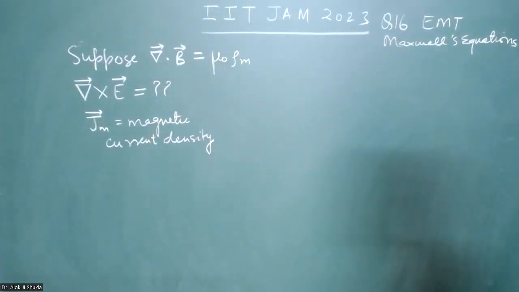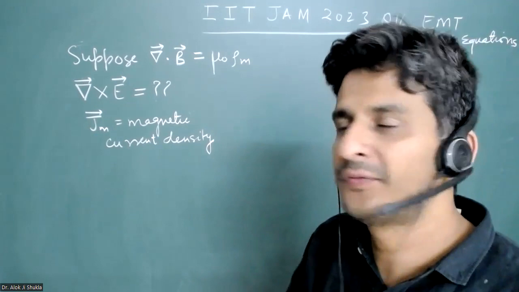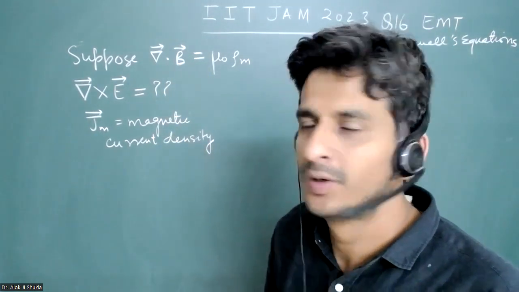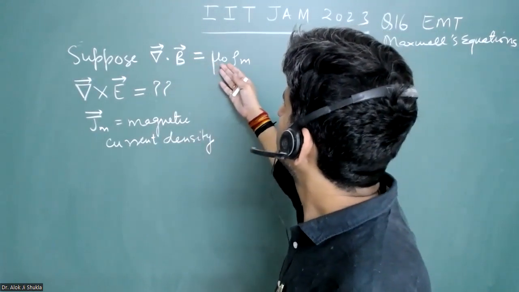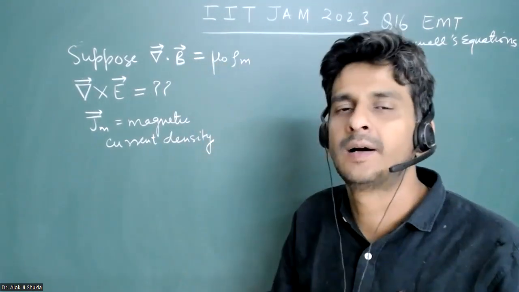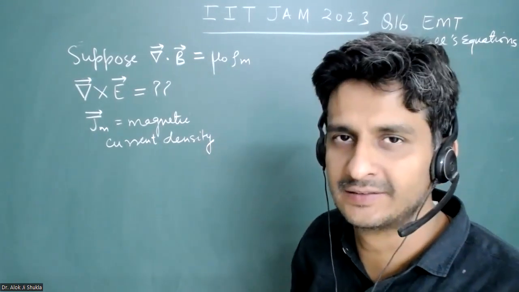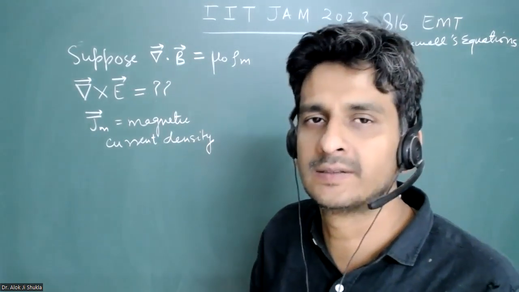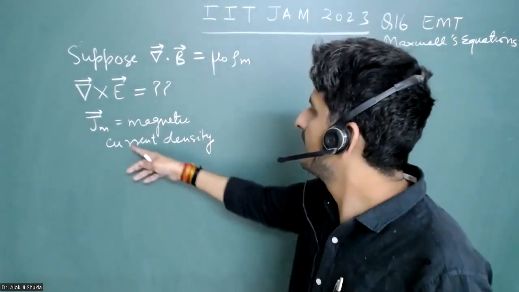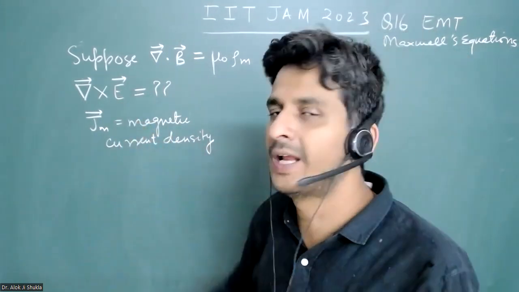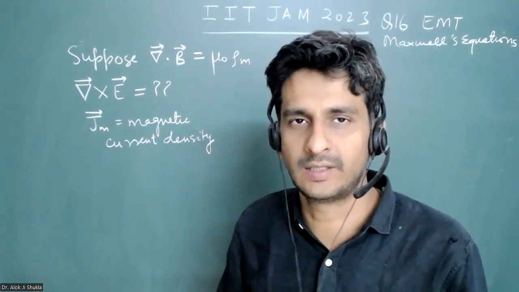So this is a very nice question. Suppose the divergence of B is not equal to zero, but is equal to some mu naught rho m, where rho m is magnetic charge density, but nothing exists like this. But suppose it is the case, and suppose Jm is the magnetic current density. So how will Faraday's law, del cross E, be modified? That is the question.